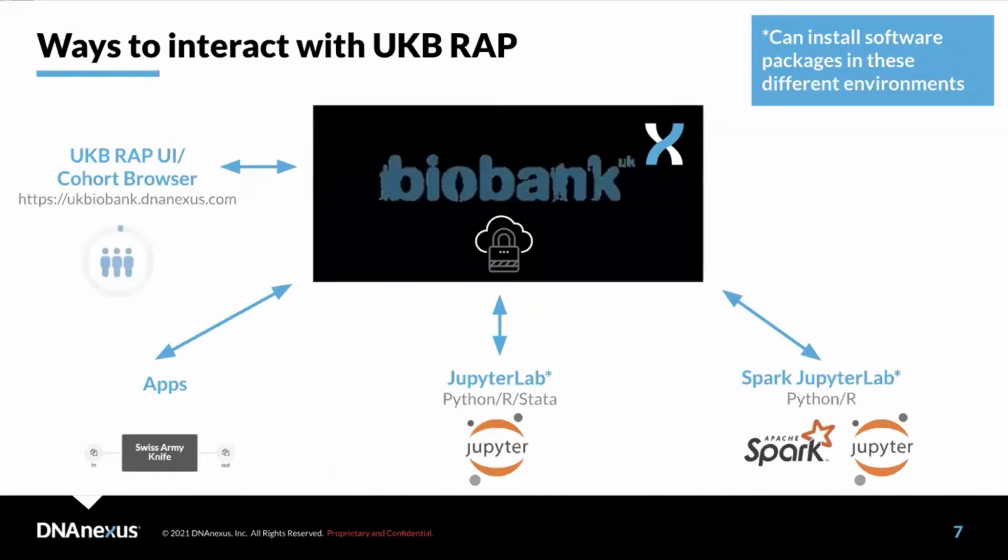Here is a slide that you will possibly remember from the overview session, if you were there, showing the different ways you can interact with UKB-RAP. You can start by using the UI, where you can create a project, assign different roles to your collaborators, and add files, look at the files and organize them. Then you can also use Cohort Browser, and we will actually be using Cohort Browser today to create cohorts. Then you can use apps, for example, to analyze using Swiss Army Knife.